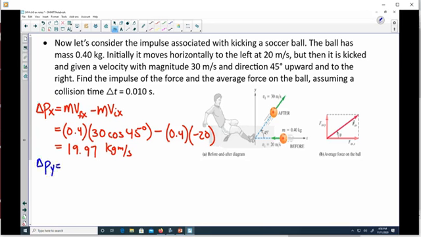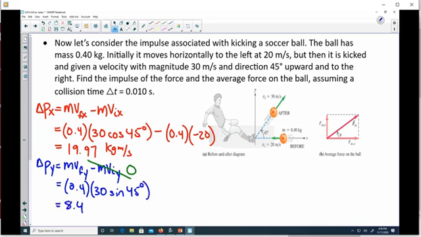We'll repeat the same process with the y momentum, but remember that initially there is no y momentum. We need only find the final y momentum. And so we find the change in the y momentum to be 8.49 kilogram meters per second.